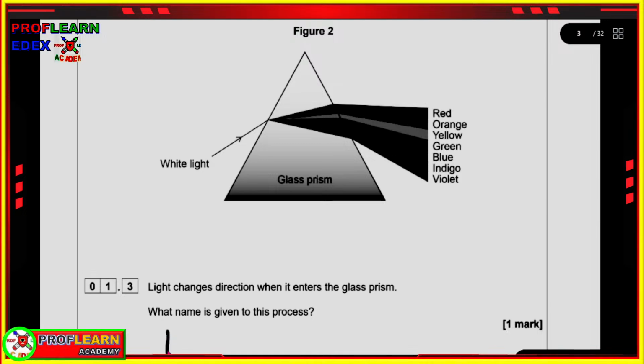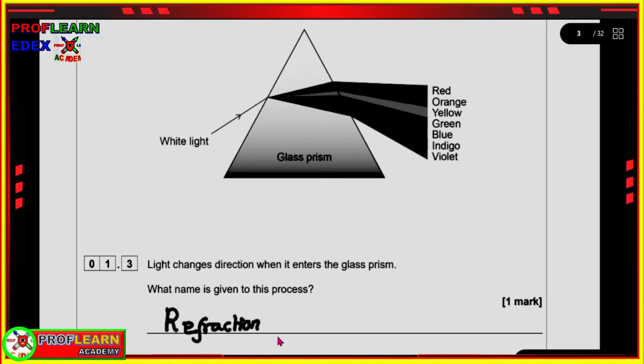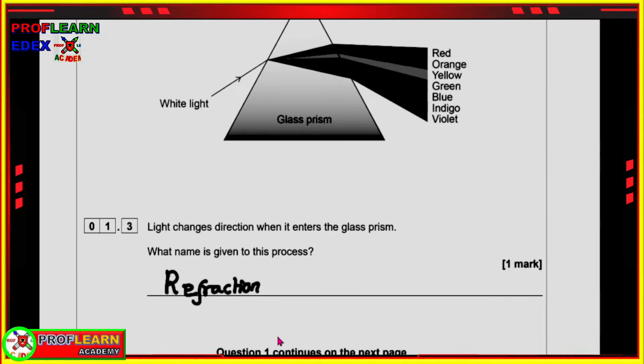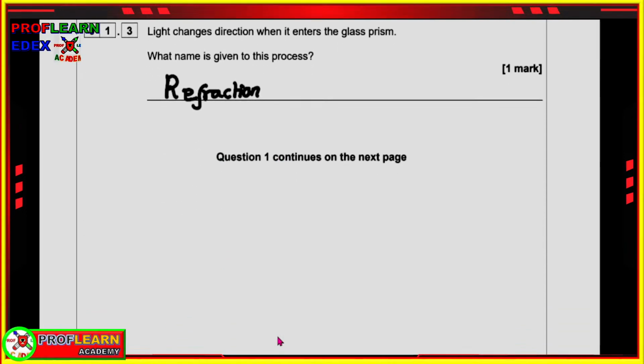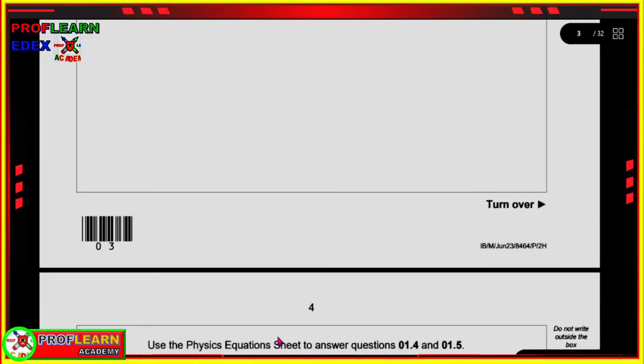Yeah, this is refraction. In this case, you have to remember this is dispersion of light, whereby light is separated into its constituent colors, because each of the colors has a different value of refractive index. So once you've remembered that, let's see what the next question is asking us to identify.